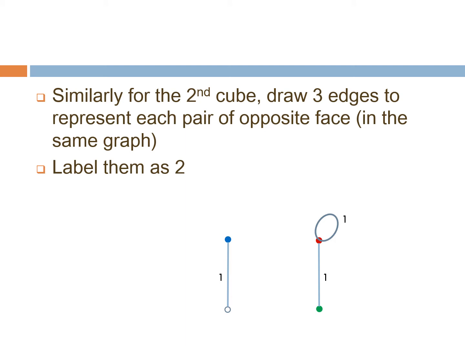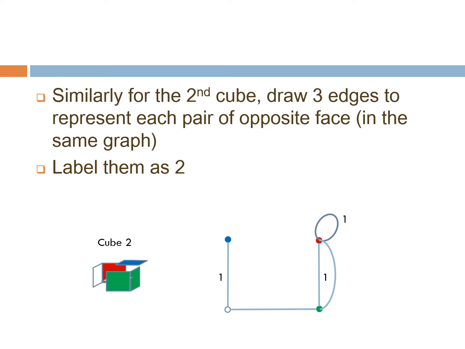Similarly, for the second cube, draw 3 edges to represent each pair of opposite faces. These edges are to be drawn in the same graph itself. Here, the first pair of opposite faces is green and red. Hence, we draw an edge between R and G. Since there is already one edge between R and G, we draw an edge in the curved form. Now, pick up the next pair of cube 2, that is green and white. So, we draw an edge in the graph between the vertices G and W.